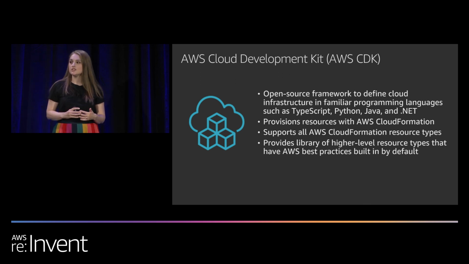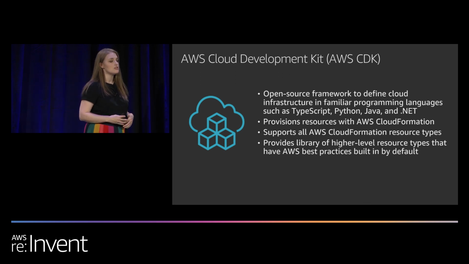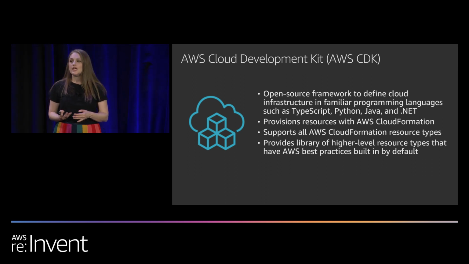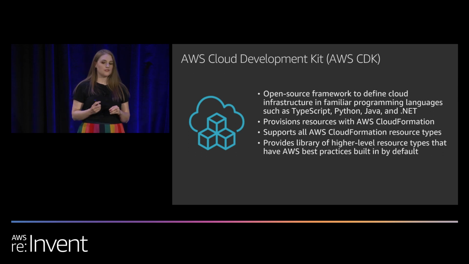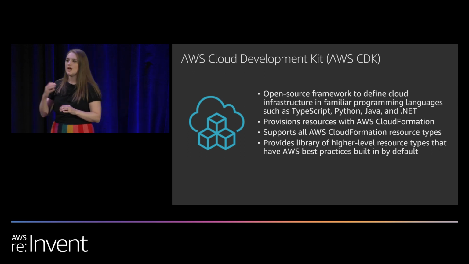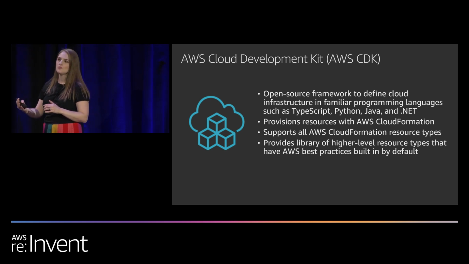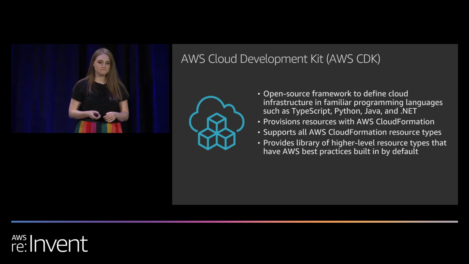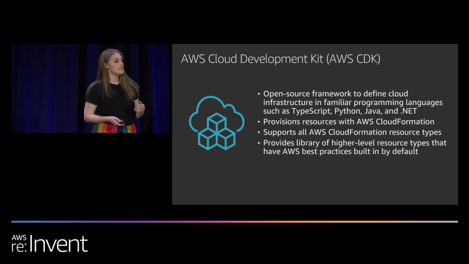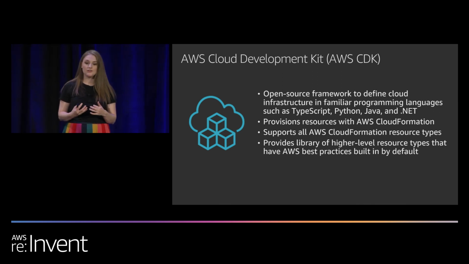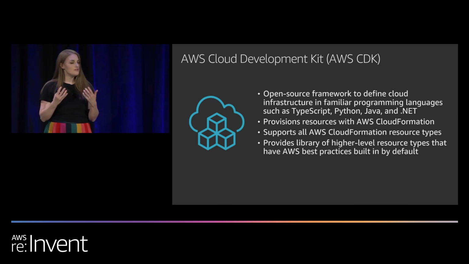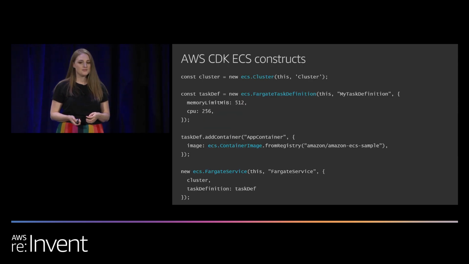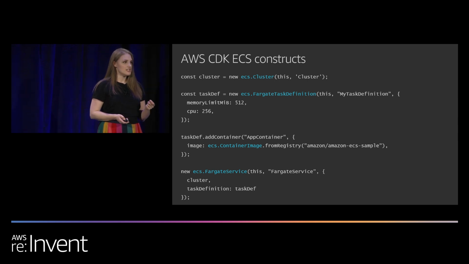It still provisions all of the resources with CloudFormation, so you still get that nice managed provisioning experience with CloudFormation, and it automatically supports all of the CloudFormation resource types. So you only have to wait for the next release of the CDK when there's a new resource type in CloudFormation, and it'll automatically get built into the next release of CDK. But what I like most about it is that it provides a library of higher level resource types. These have all of the AWS best practices built in, all of the same defaults that we like to use internally. These are called constructs in the CDK.